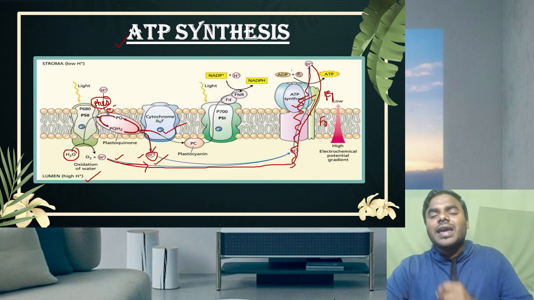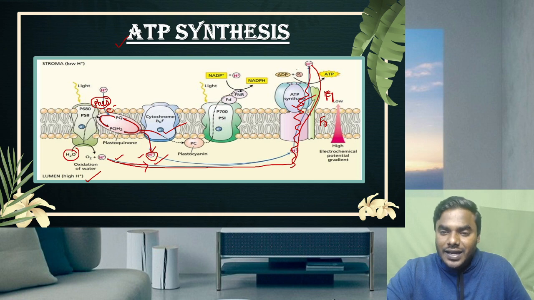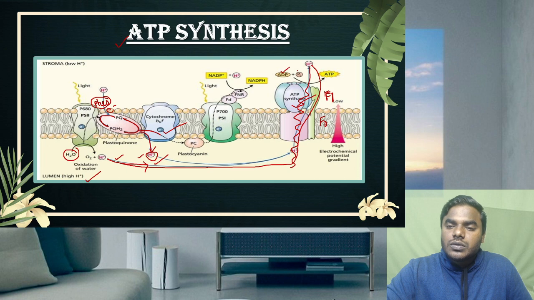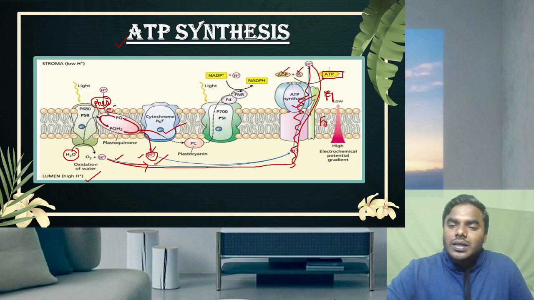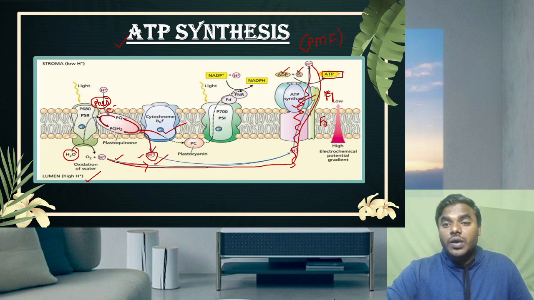That energy can be used. The energy generated by the proton, we will use to join the ADP with Pi. Hence there is a formation of ATP. This is how the ATP is synthesized. And how is the force coming? By the proton. That's why we call it proton motive force. Okay, we call it what? Proton motive force. Please kindly do not forget this particular point.